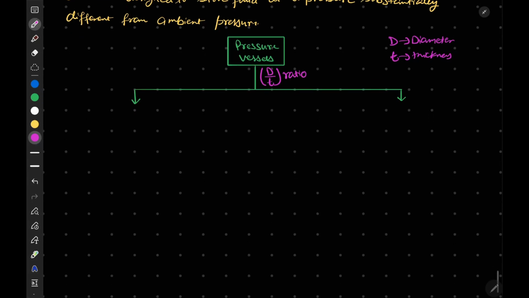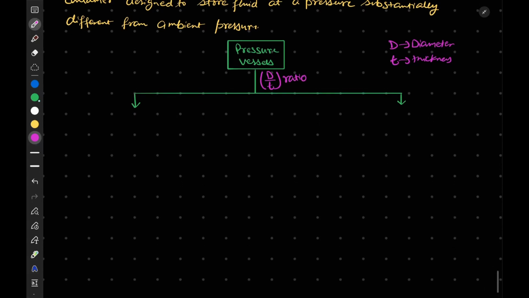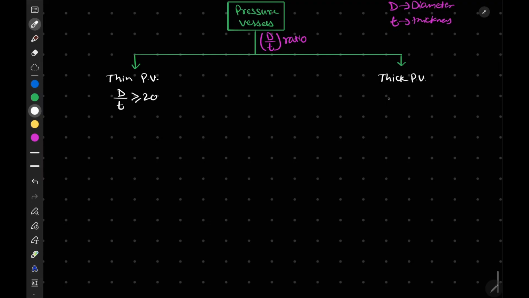Okay, now on the basis of your d by t ratio, it can be classified as thin pressure vessels and thick pressure vessels. Okay, now in case of thin pressure vessels, your d by t ratio is greater than or equal to 20. Somewhere it is mentioned as 15, somewhere as 10. Okay, but generally we use it as 20. Now for thick pressure vessels, d by t is less than or equal to 20.